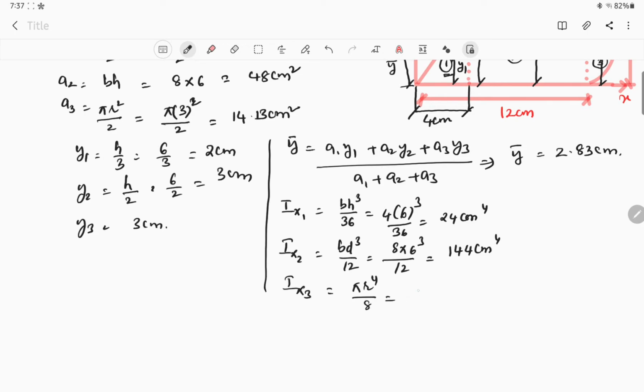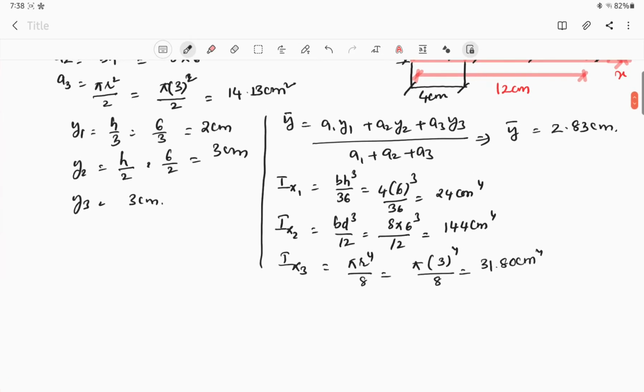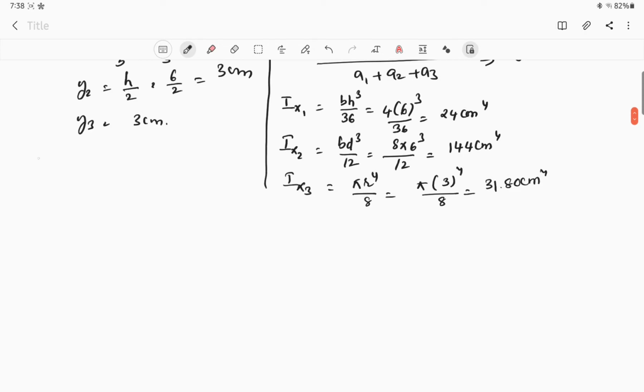Okay, so how much? You got pi into radius is 3, right? Radius is 3. Pi into 3 power 4 by 8, which is equal to 31.80 centimeter power 4. We got the values of Ix1, Ix2 and Ix3. Now after this, we will calculate the values of Ix0. Till here we have completed Ix1, Ix2, Ix3.